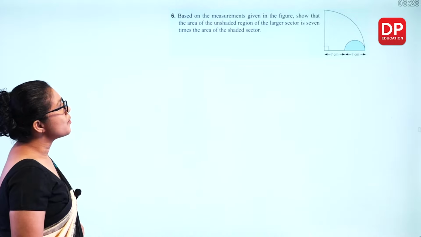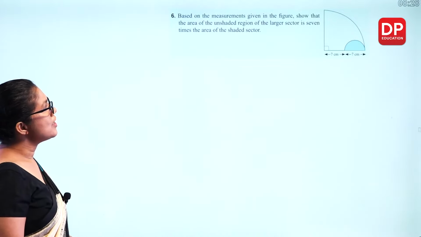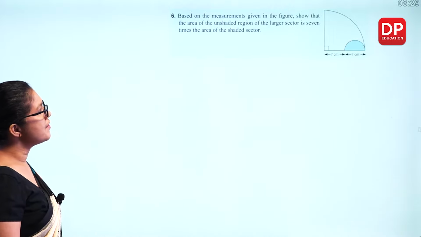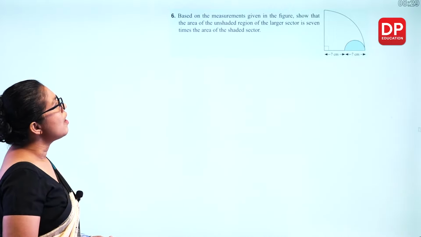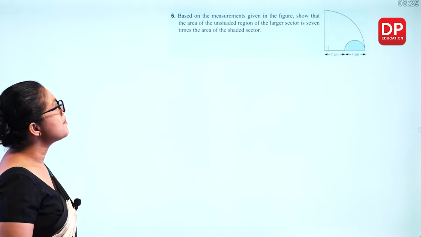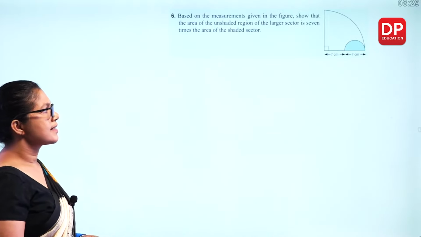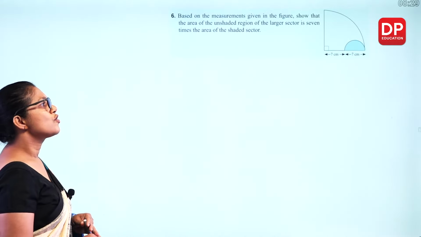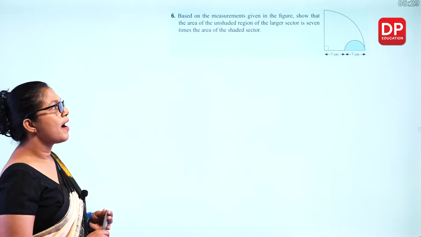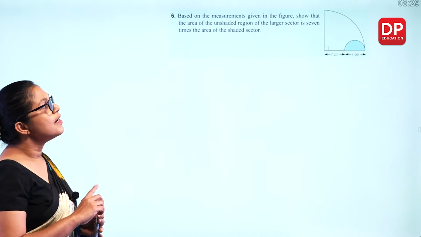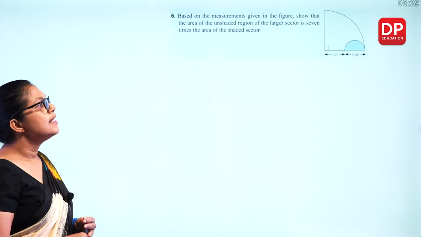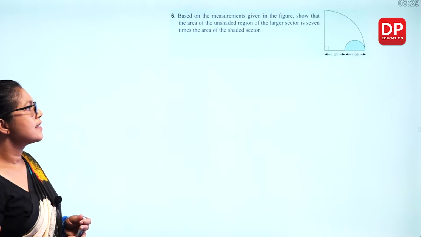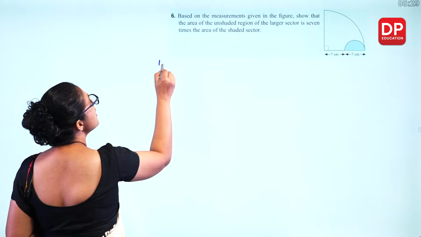Now we'll look at the sixth question. It's given, based on the measurements given in the figure, show that the area of the unshaded region of the larger sector is 7 times the area of the shaded sector. So you need the unshaded part and the shaded one. To find out the unshaded part, you need to look at the quarter of a circle and the semicircle. So you have to subtract the two areas. So we'll first find the unshaded part.